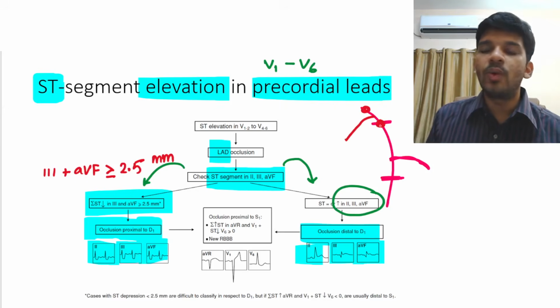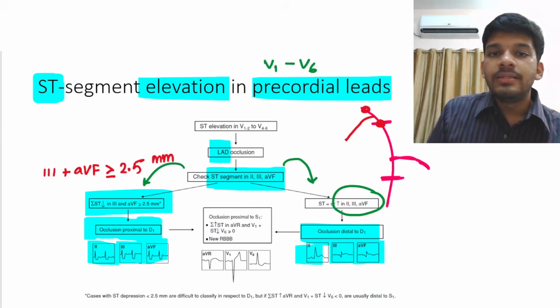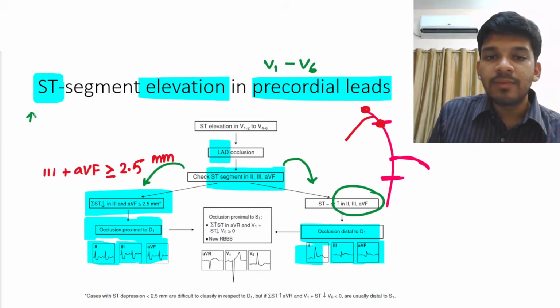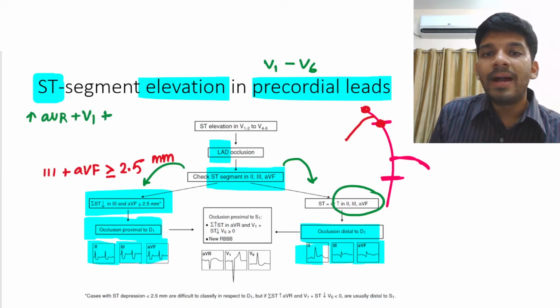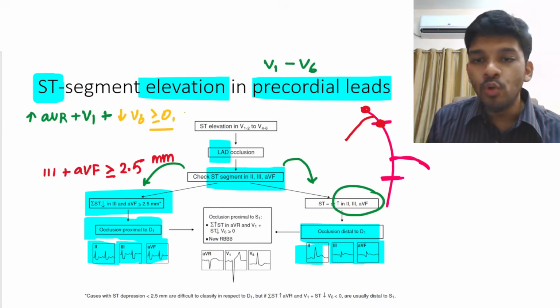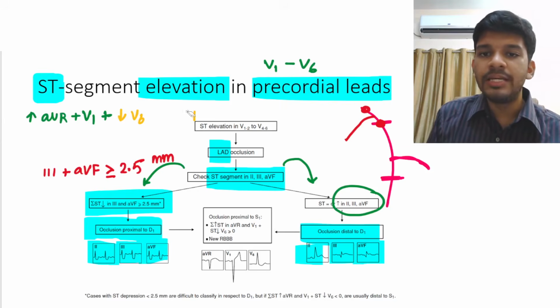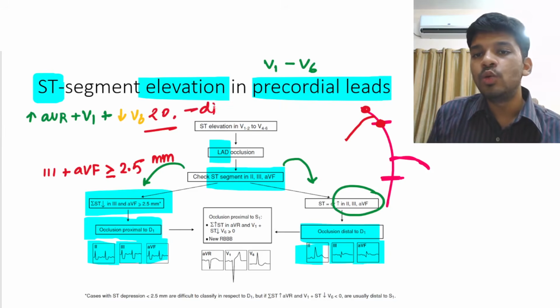Now with regards to S1, you have to find out whether septal involvement is present or not present. In that, we already discussed, it is characterized by the ST segment elevation in AVR plus V1 plus the magnitude of ST segment depression in V6. If it is more than or equal to 0, the occlusion is proximal to S1. If this whole summation is negative, it is distal to S1.